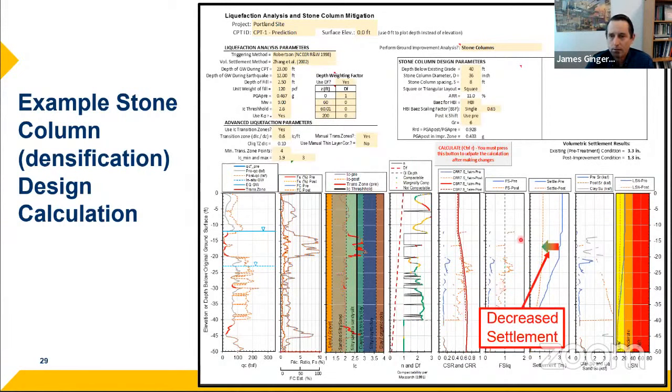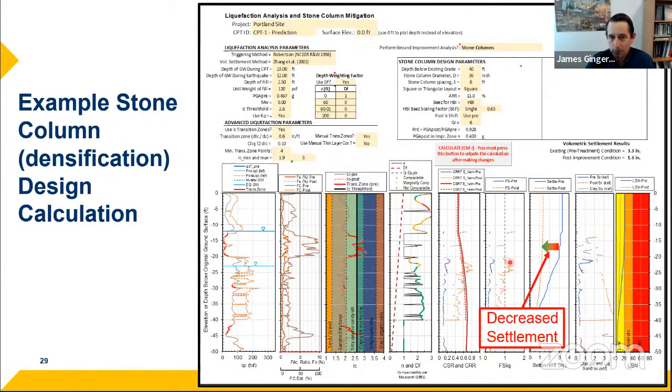We like to design for performance. So as long as this soil down here, which is still considered liquefiable, has a sufficient decrease in the settlement, then maybe that performance can be okay. We don't have to eliminate all liquefaction.